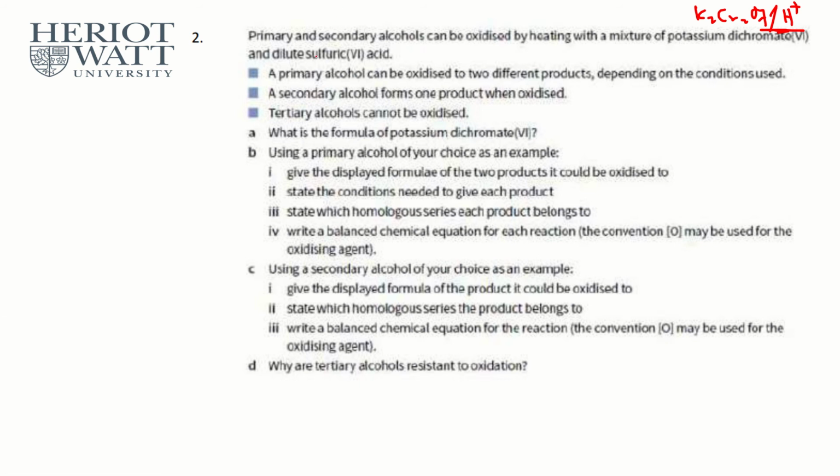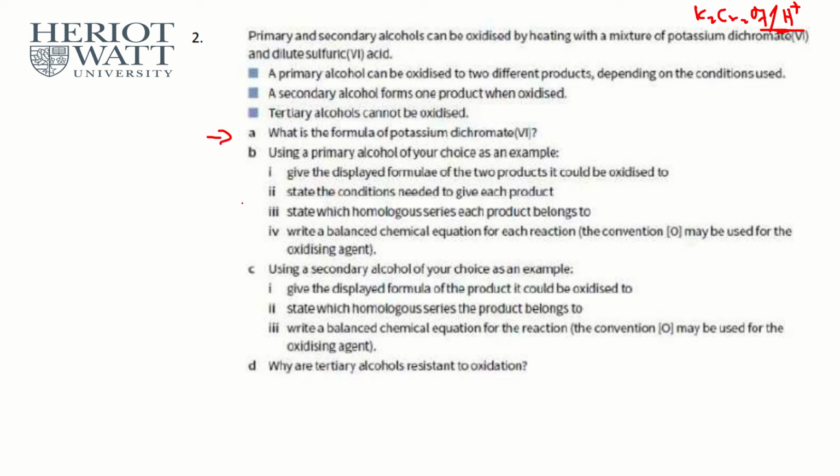Now let's look at the first one. A primary alcohol can be oxidized to 2 different products depending on the condition used. Primary alcohol can be oxidized into aldehyde only if you distill it off as the product, or you can produce carboxylic acid if you heat reflux without distilling it off, like prolonged heating. You will get eventually a product which is carboxylic acid. Then secondary alcohol in this case will form only one product, which is a ketone, because a ketone cannot be further oxidized. Tertiary alcohol cannot be oxidized. That's the reason. So this is a short theory reminder.